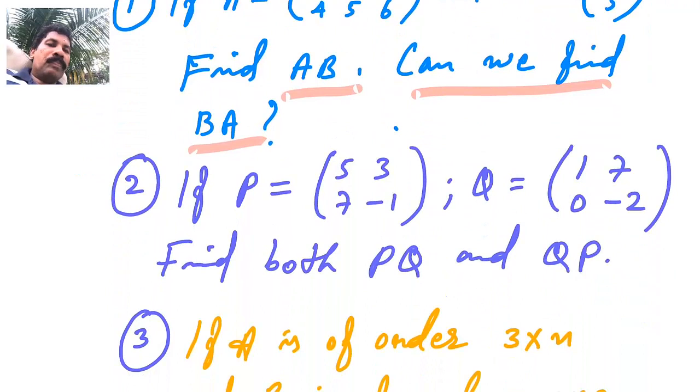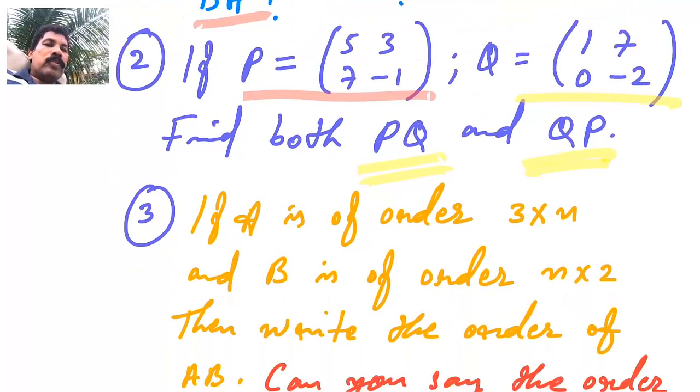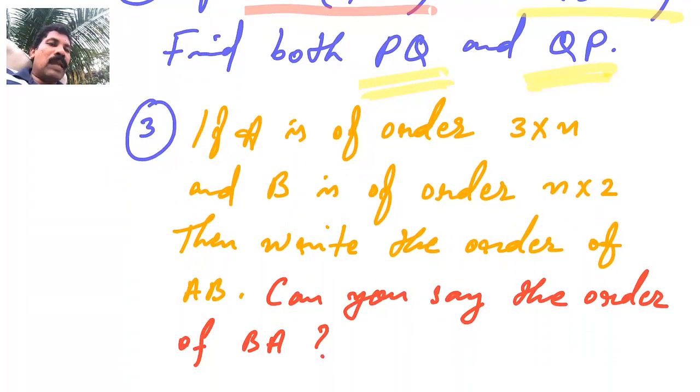And the second question is that if P is equal to 5, 3, 7, negative 1 and Q is equal to 1702, then find both PQ and QP. And again one more question: if A is of order 3 by n and B is of order n by 2, then write the order of AB, and can you say the order of BA?